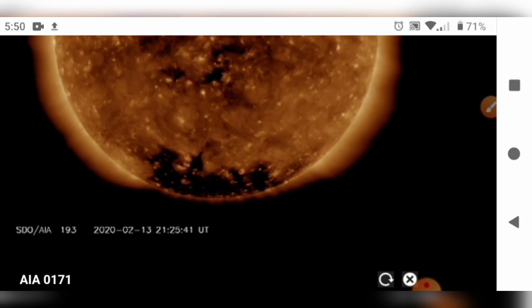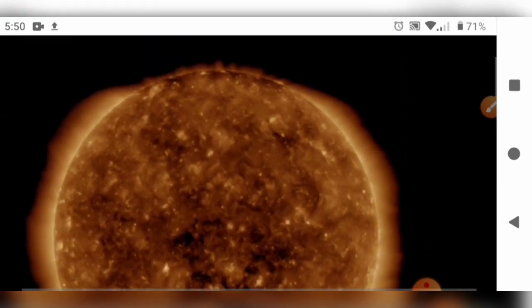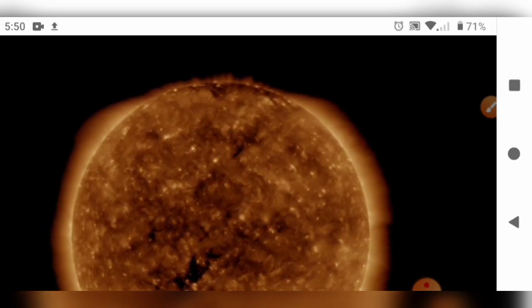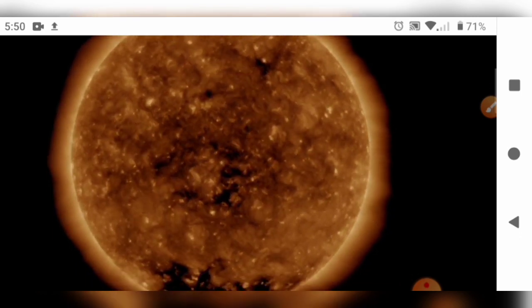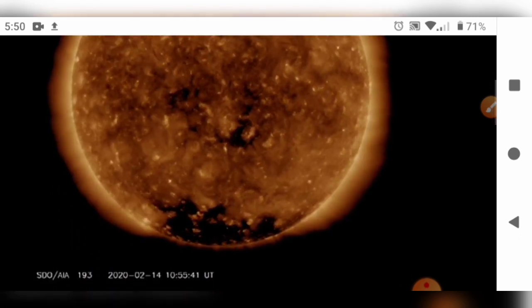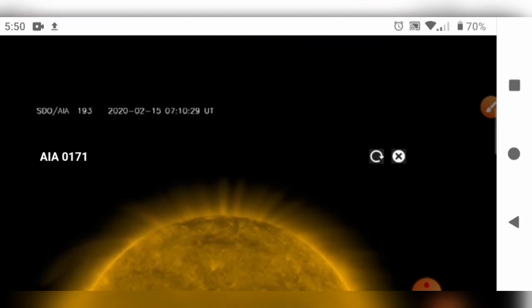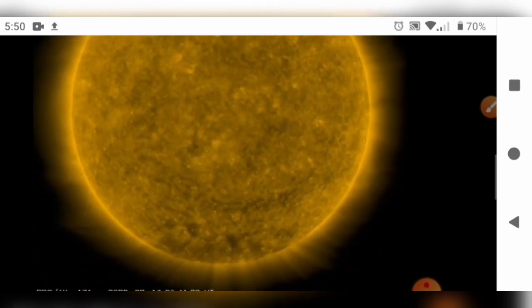This is a 48-hour view of the sun. We're using the SDO dashboard here. Perhaps check that out if you'd like. And we see no sunspots. Earth-facing coronal hole south of the equator. South Pole coronal hole looking large and in charge, and indeed it is. Here's the 171 angstroms view.